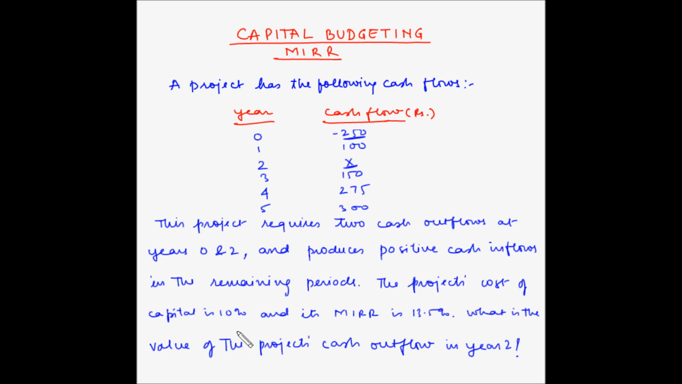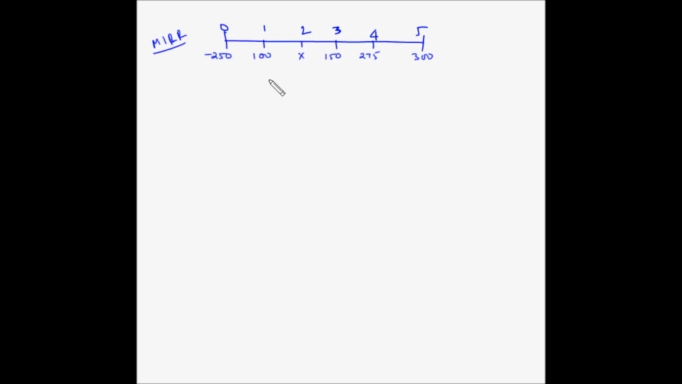The project's cost of capital is 10% and its MIRR is 13.5%. What is the value of the project's cash outflow in the second year? So we have to find out what is this value of cash outflow. We have been given the cost of capital and the modified internal rate of return. So this is the cash flow representation on the time scale.